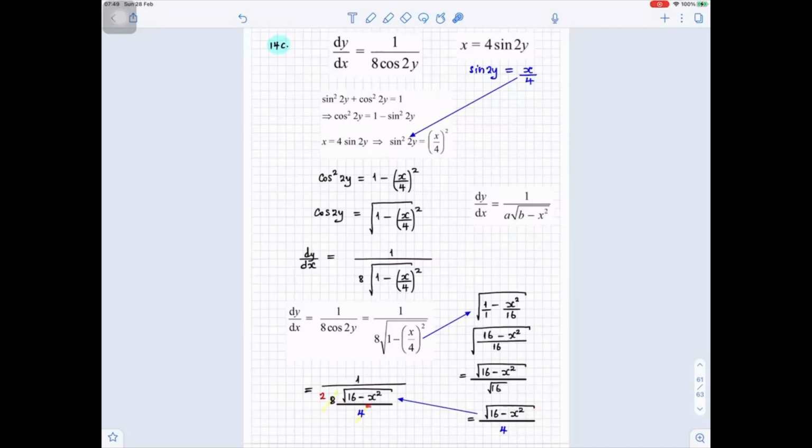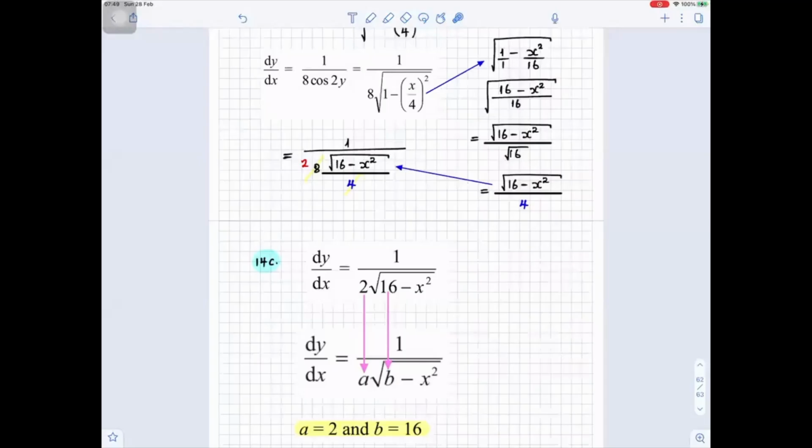And this 4 times 8 divided by 4 will give you 2. And you would end up with 1 over 2 square root of 16 minus x squared. So that 2 is like your A. So A is 2. The 16 is your B. So you have found A and B.